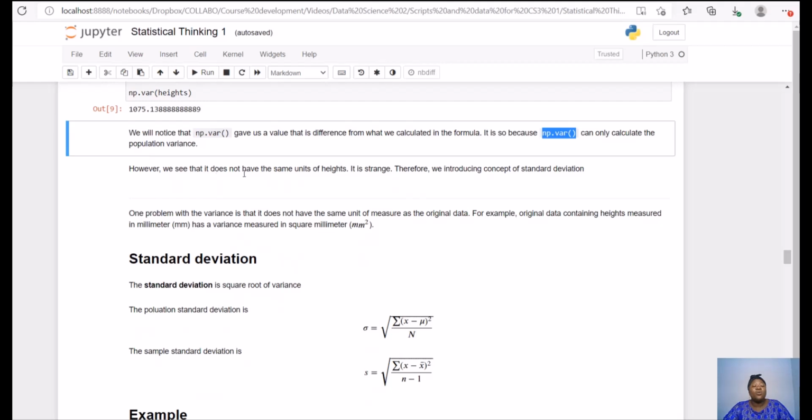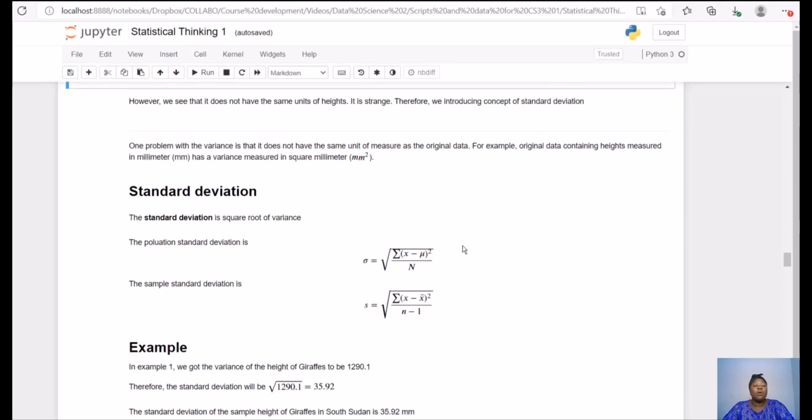However, we see that it does not have the same units as height. Therefore, we introduce the concept of standard deviation. One problem with variance as a measure of dispersion is that it does not have the same unit of measure as the original data. An example is data containing height measured in millimeters, with a variance measured in squared millimeters.